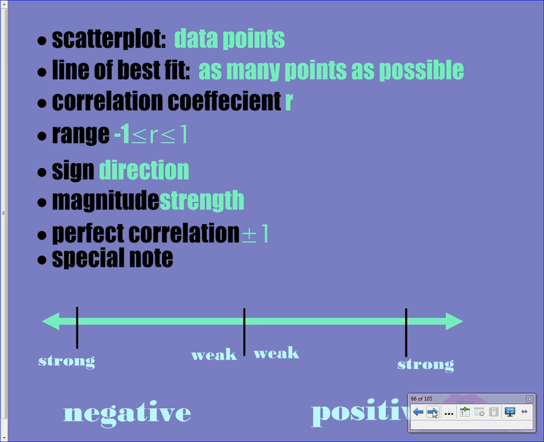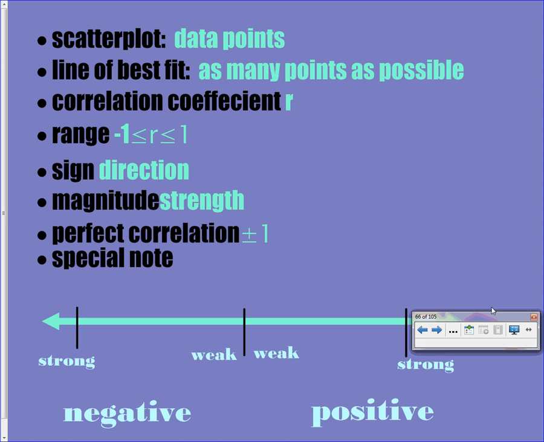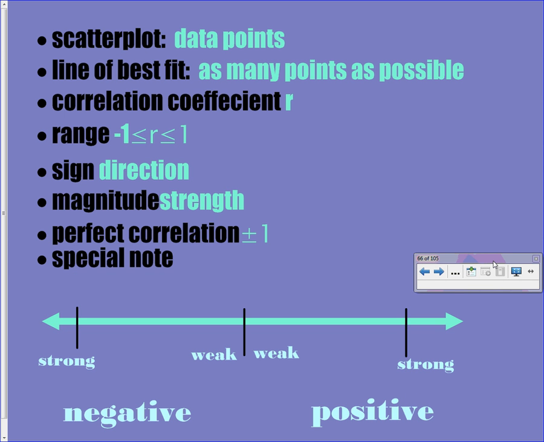First one is scatter plot. It's just a set of data points, usually all put together in the first quadrant, and it's just a bunch of points that are not connected. Line of best fit tries to put a line in the middle of those points where as many points as possible are on that line or fall close to that line.